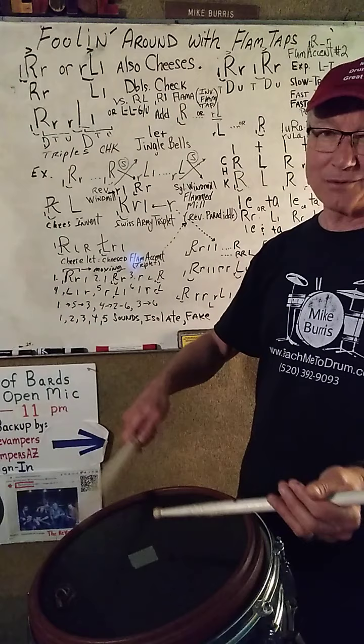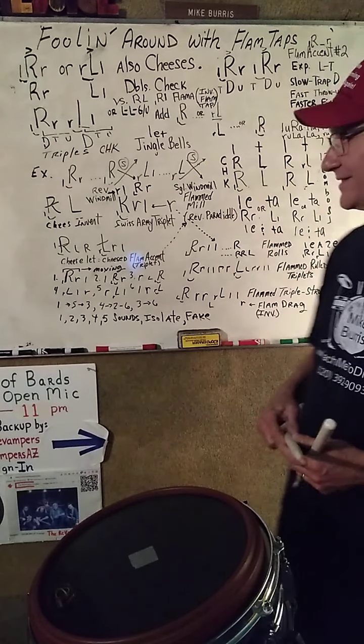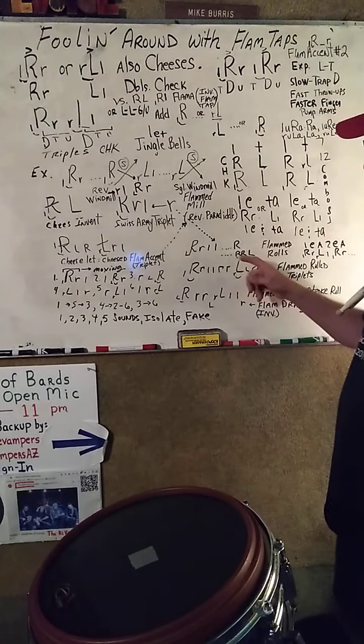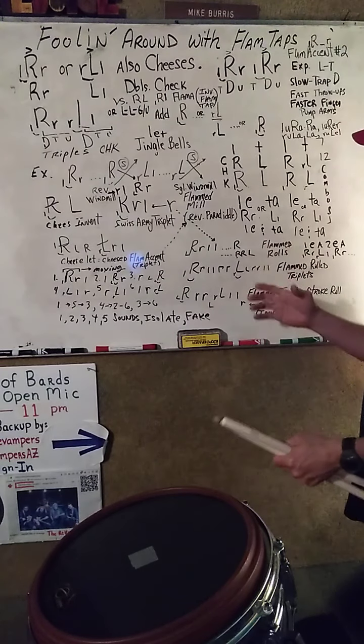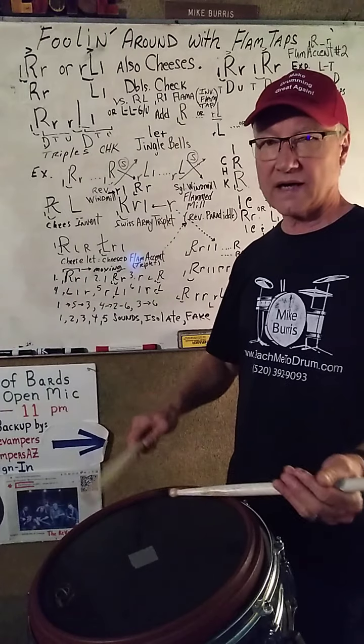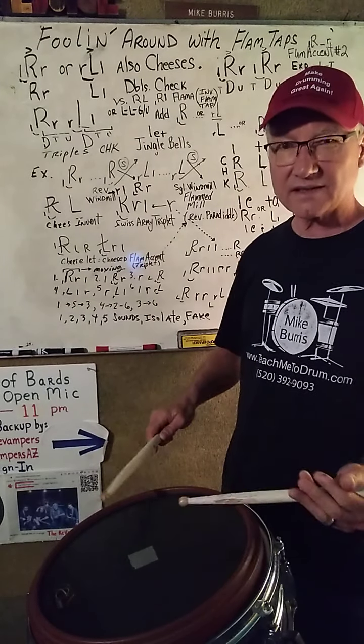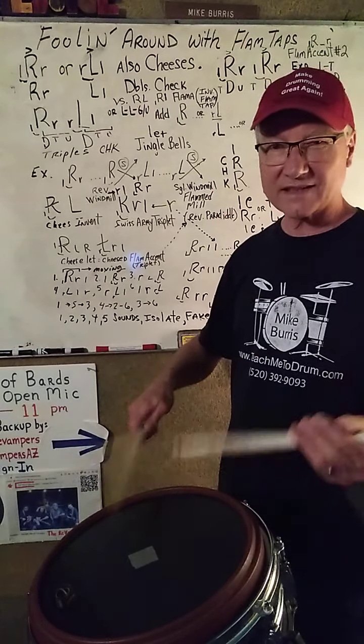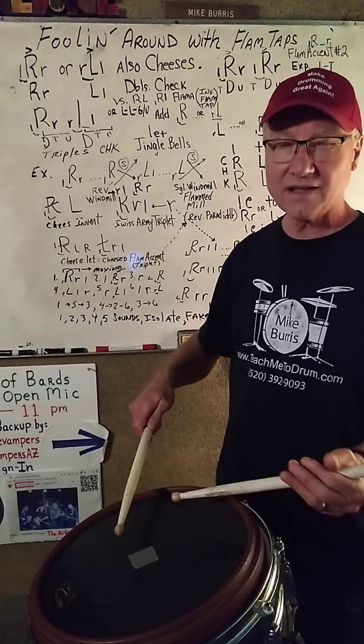Because you're cheesing a double. So whatever you want to call it. So that's how you do flammed or cheesed rolls. You go out as long as you want. 2, 4, 5. 2, 4, 5, 6. 2, 4, 6, 7.